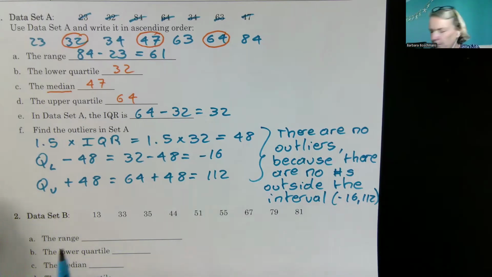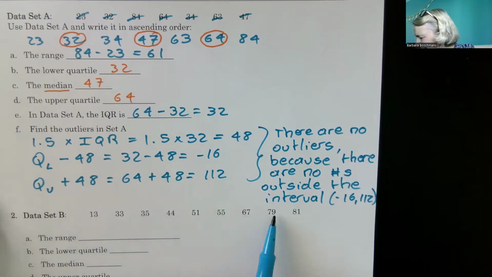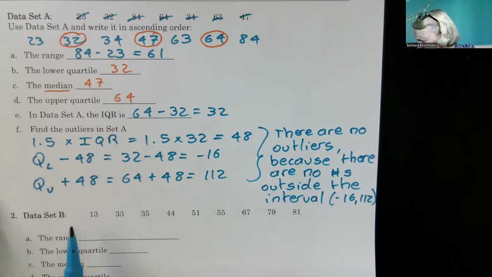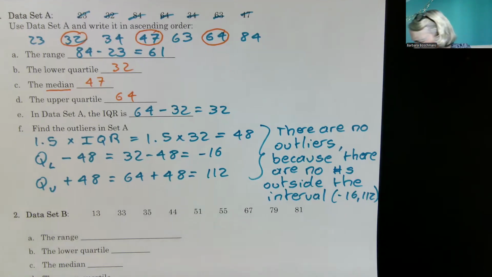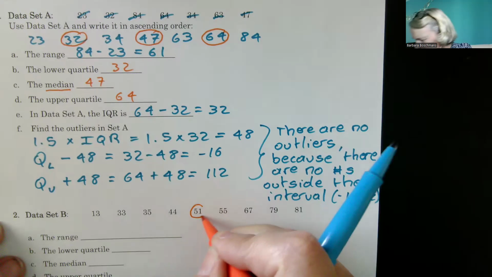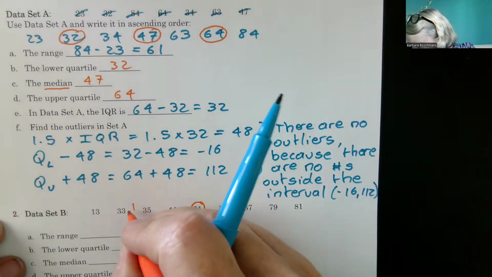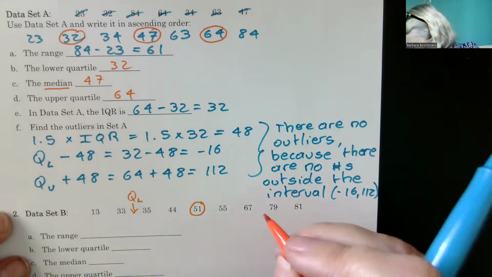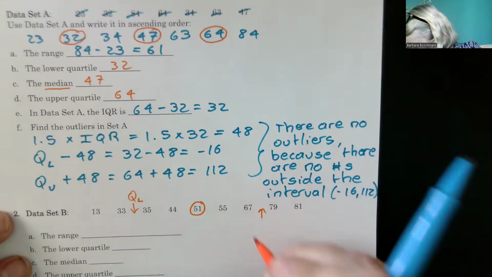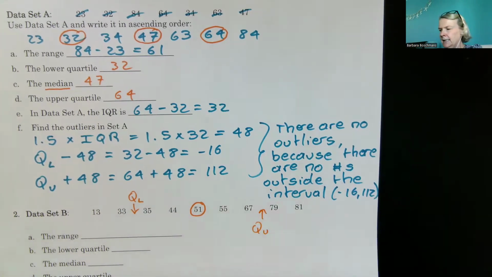Quickly, let's look at set B. So you have 1, 2, 3, 4, 5, 6, 7, 8, 9. So that means I'm going to have a median again in the middle. But now you have 4 numbers before. That means your lower quartile will be the average of 33 and 35. And your upper quartile will be the average of 67 and 79. You can fill out the rest.